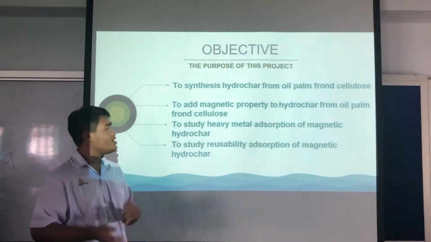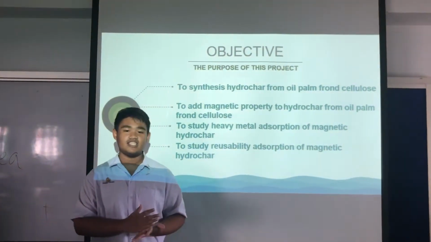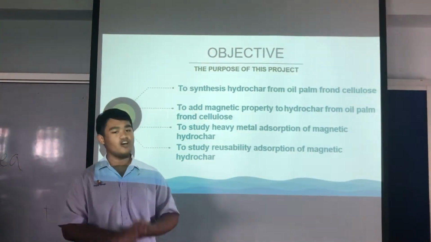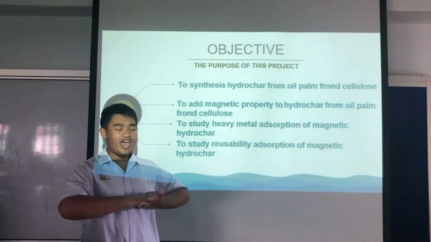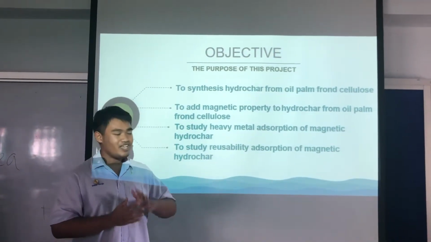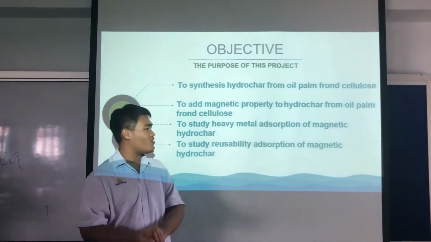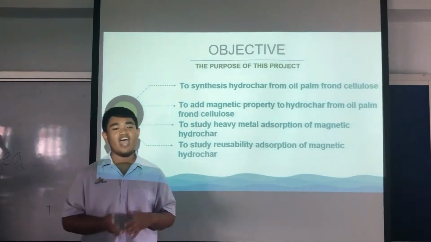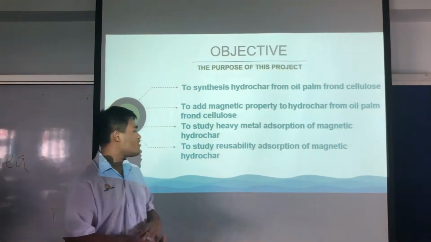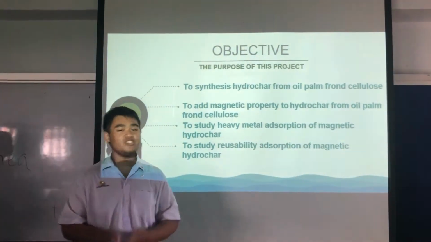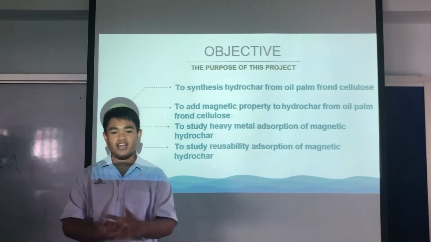For the objectives of this project, the first is the synthesis of hydrochar from oil palm frond cellulose, and the second is to add the magnetic property to hydrochar from oil palm frond cellulose. The third is to study the heavy metal ion adsorption of magnetic hydrochar, and the last one is to study the reusability of magnetic hydrochar.